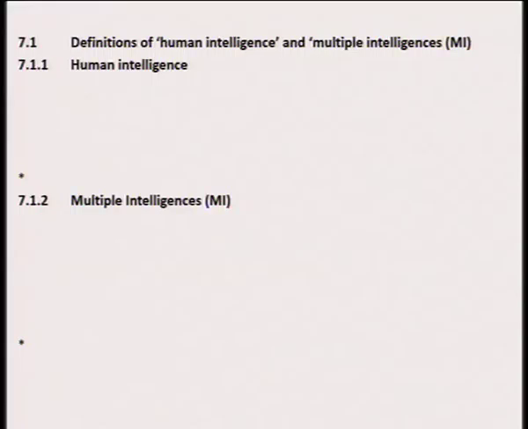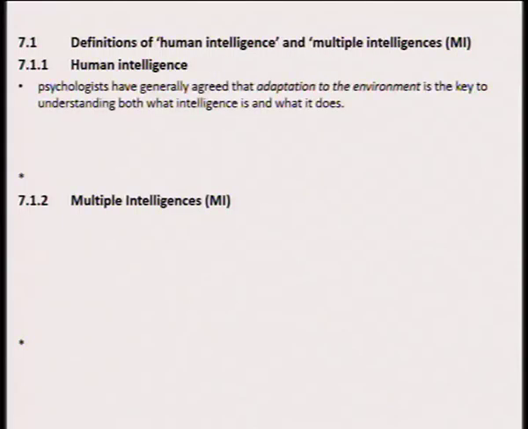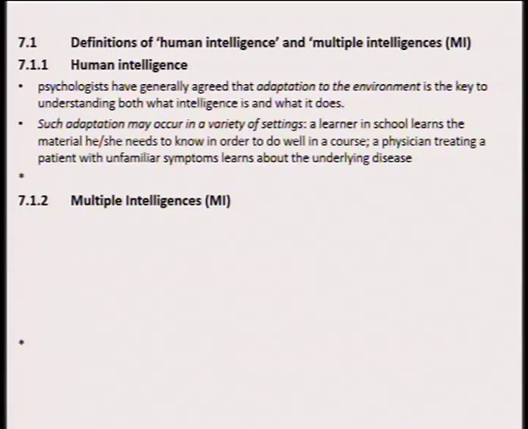First of all, the definition of human intelligence and multiple intelligences. Human intelligence has been described as the adaptation to the environment, which is the key to understanding both what intelligence is and what it does. Such adaptation may occur in a variety of settings. A learner in school may learn the material he or she needs to know in order to do well in a course, while a physician treating a patient with unfamiliar symptoms will learn about the underlying causes of the disease.